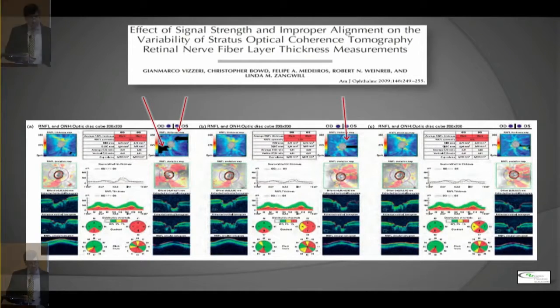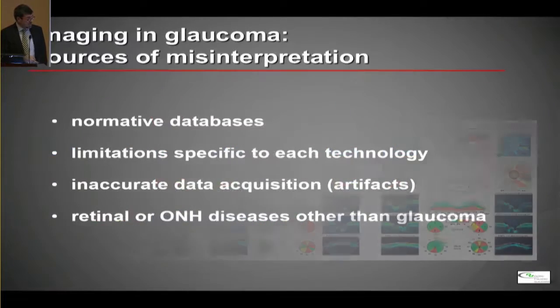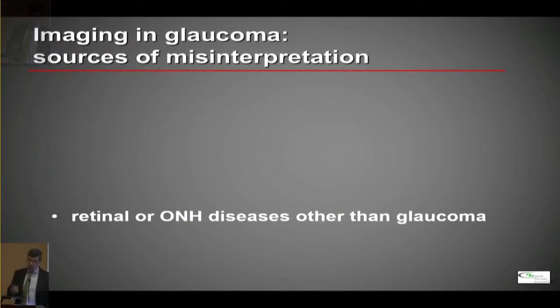Another sort of artifacts is related to difficulties in acquiring the images, and here you can see some misalignment, which is mostly related to blinking during the examination. Finally, we always have to consider retinal and optic nerve head diseases other than glaucoma.